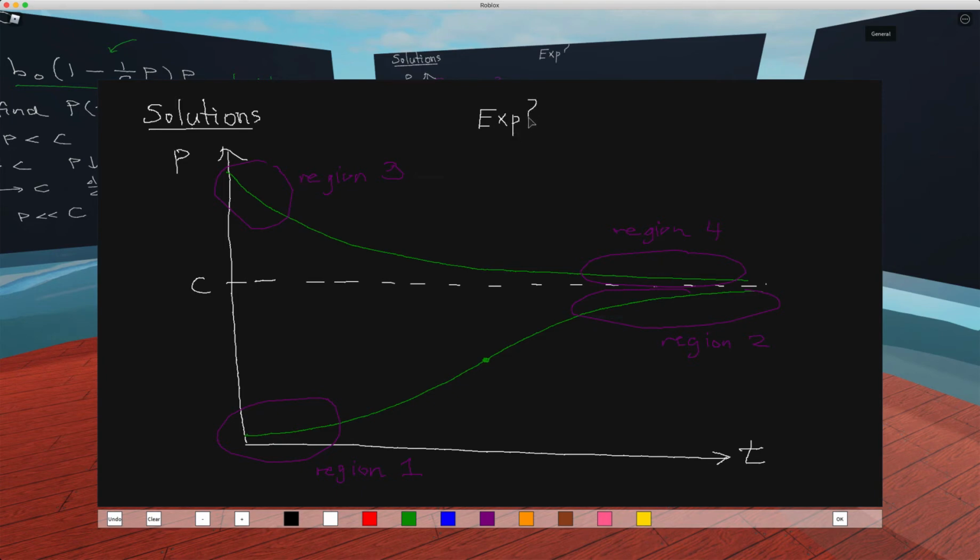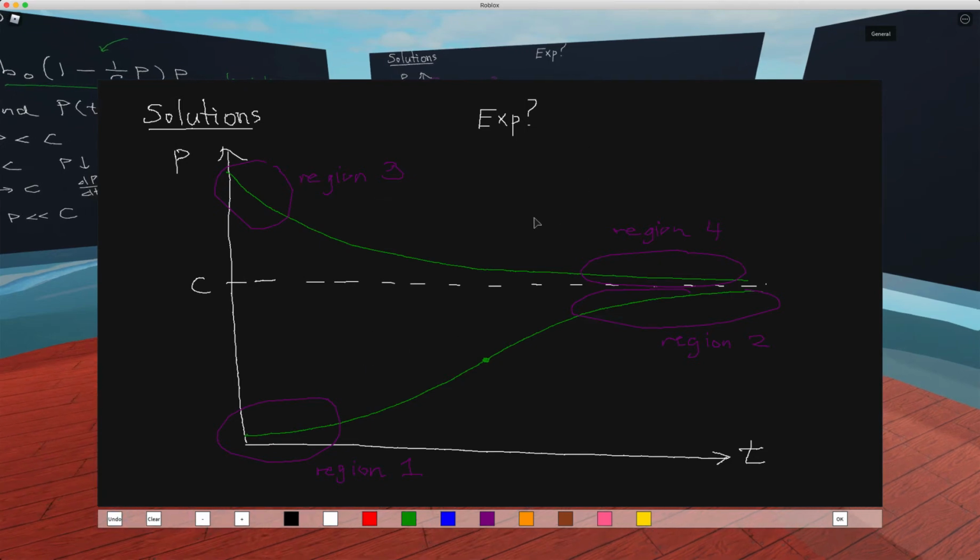Obviously region 1 is yes, that's exponential growth. But what about region 2? Is that exponential decay to the carrying capacity? Region 4, is that exponential decay to the carrying capacity? And is region 3 exponential decay? So that's the first part. You need to answer that for all 4 regions, and you need to give some kind of justification for your answer in each case.